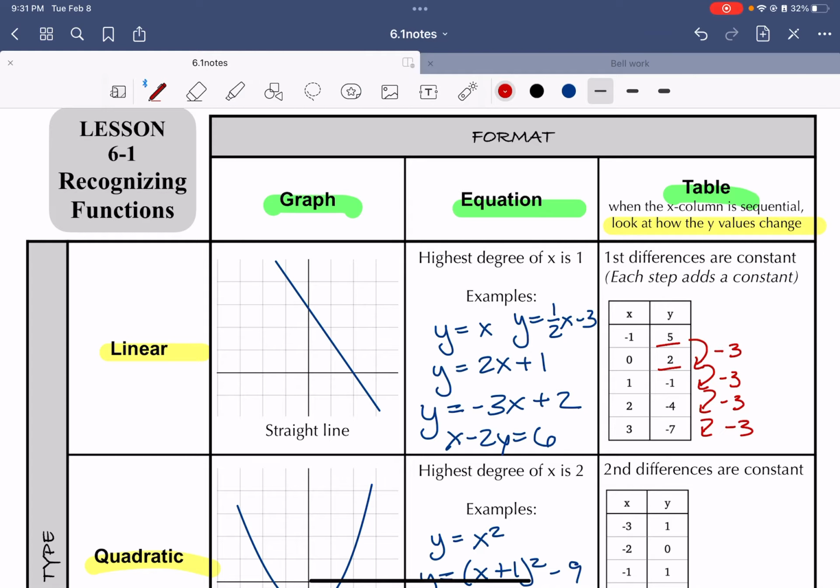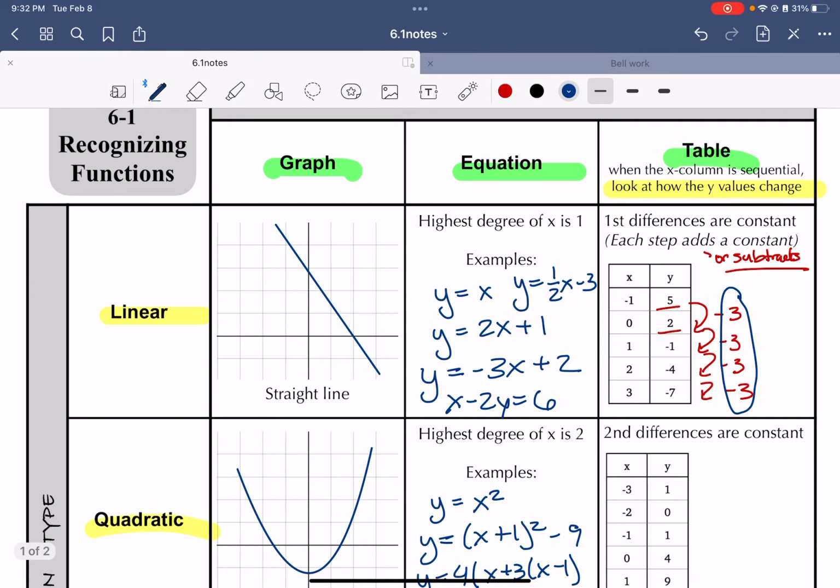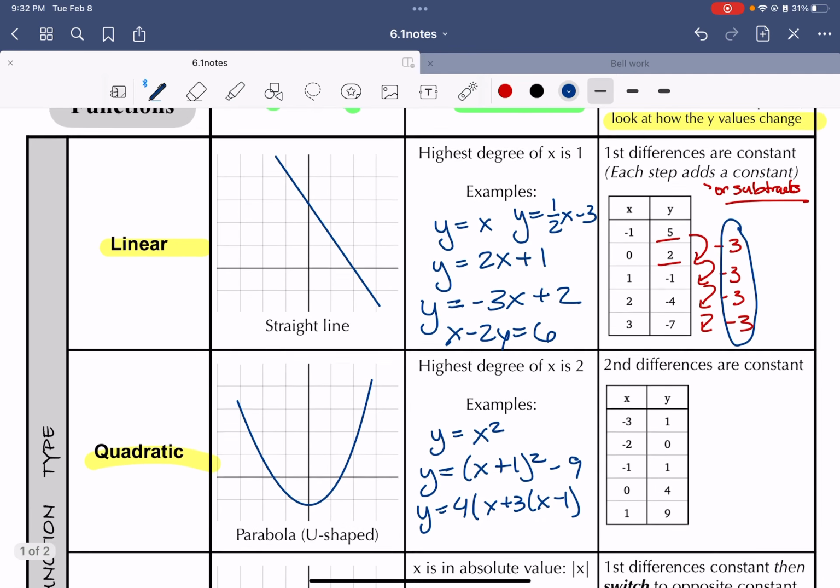Each step, it says each step adds a constant, or it could also be, or subtracts a constant. You can add that if you'd like. So each step adds or subtracts a constant, but those differences, this row of differences are all going to be the same. -3, -3, -3, -3. That's how you know it's linear. So when you figure out what those differences are, and if it's all the same, then you have a linear equation. So let's go on to quadratic, and we'll see how it's different.